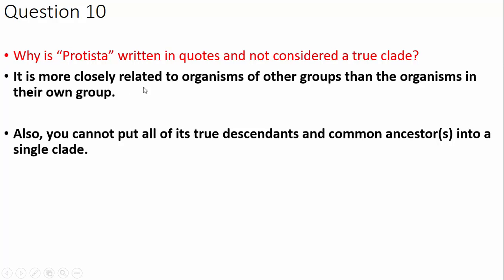And we came up with this example in an earlier class. Someone had a good question about an analogy of what this means. So think about if you have a brother or sister, what this is saying is you're actually more related to somebody you don't even know than your brother or sister. And that's why it's not a true clade. If you're in a group with a family, you should be related to those more than people in another group. And that's why it's not a true clade. You can't put all of its true descendants and that common ancestor into a single clade.